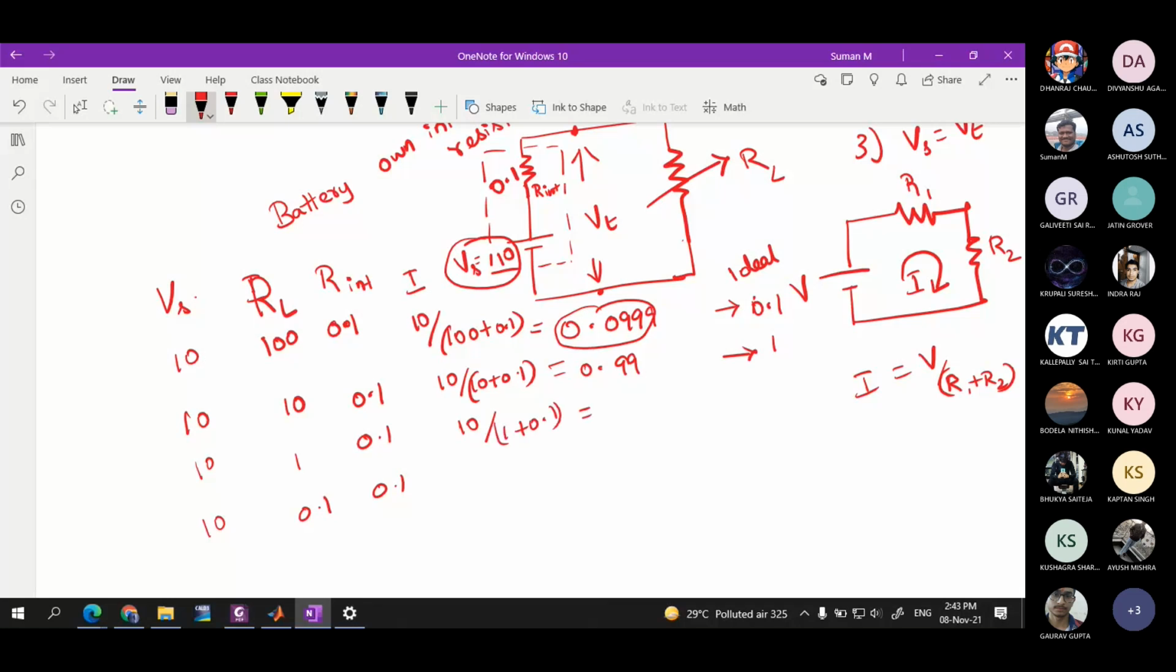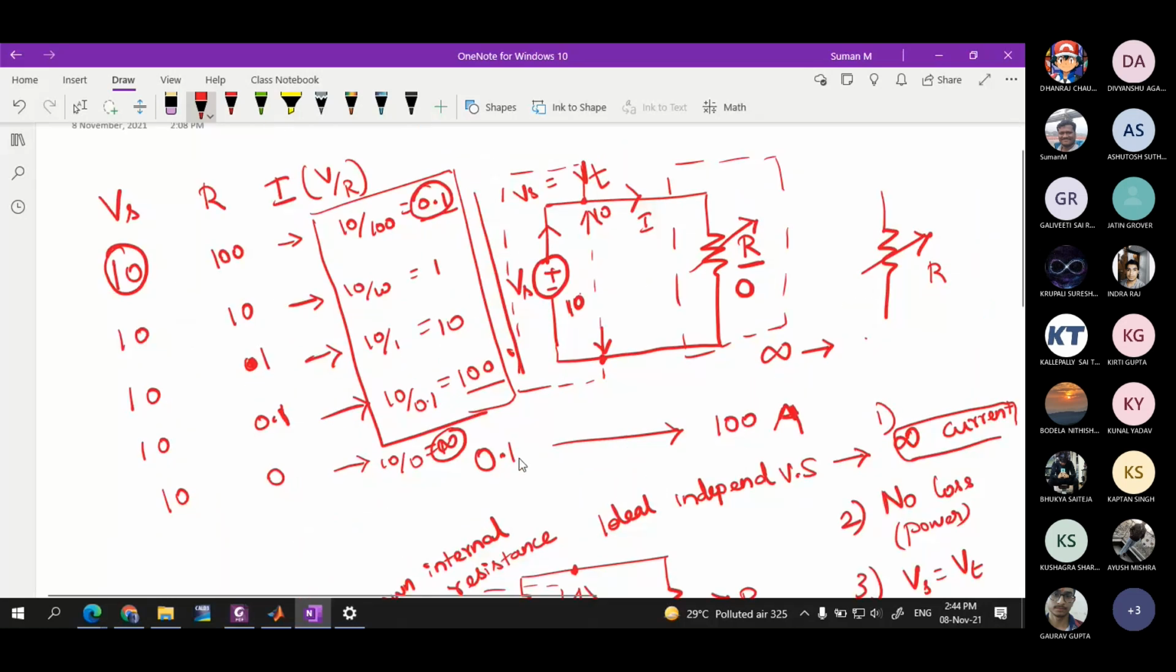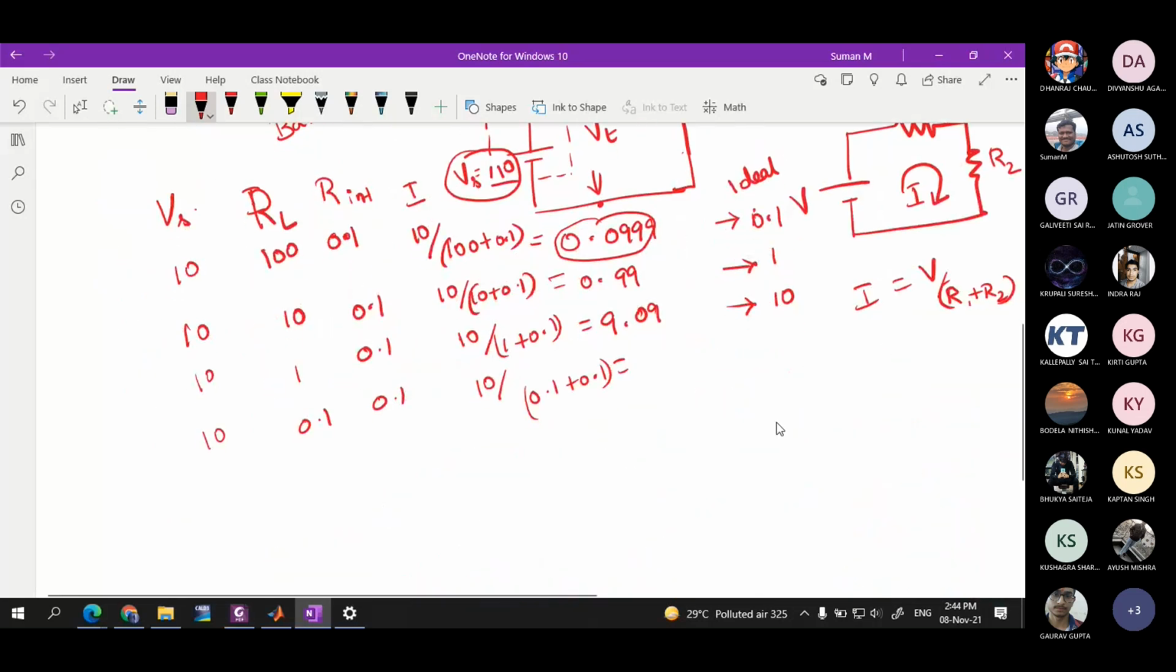So here we will get 9.09 ampere. So earlier it was 10 ampere. So here we will get 0.1 plus 0.1, we will get 0.2. So earlier for the same case we got 100 ampere, here we are getting 50 ampere.